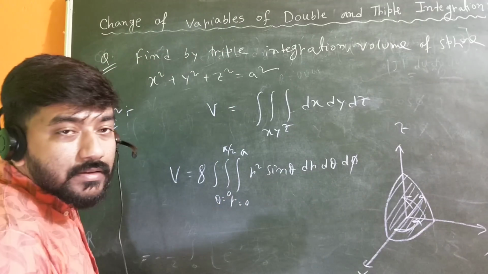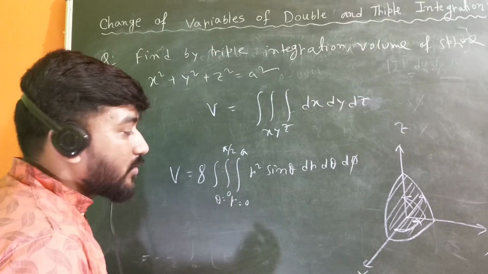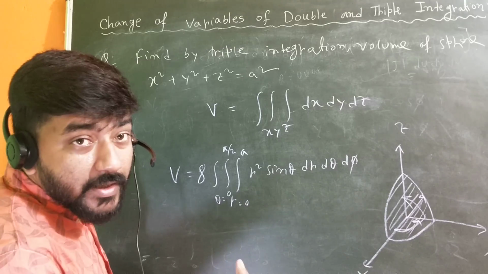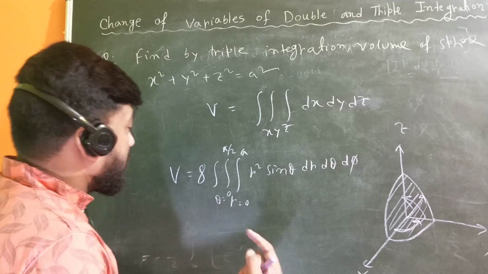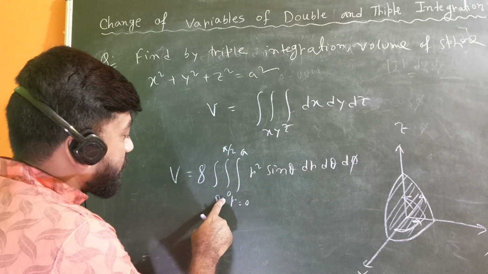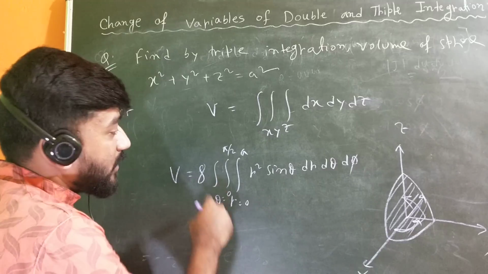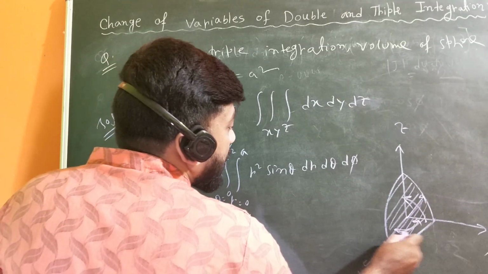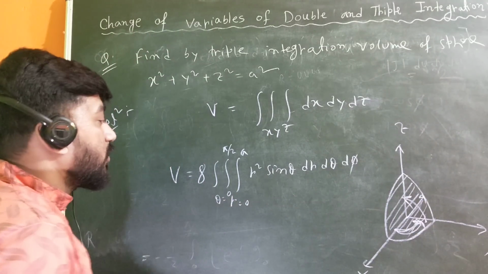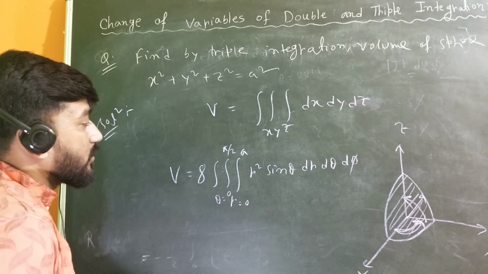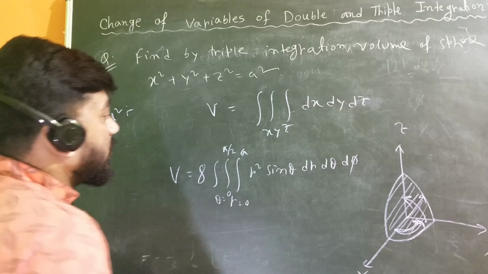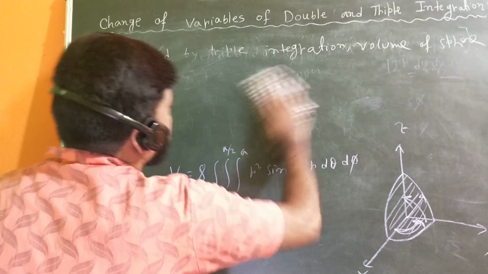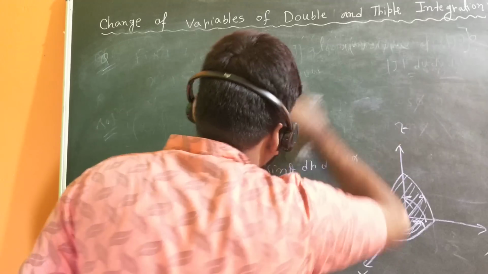In general, phi varies from 0 to 2 pi, and theta varies from 0 to pi. But here, for the first octant, theta will vary from 0 to pi by 2, and phi will vary from 0 to pi by 2. Okay, so now if you solve, what will you get? So please solve this integration now. This is now a very easy integration.